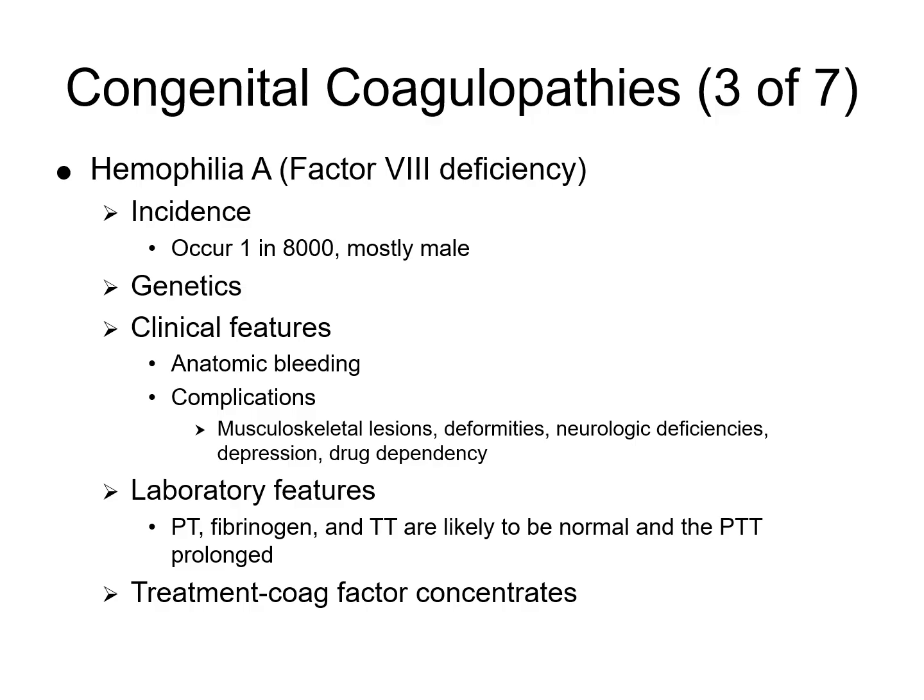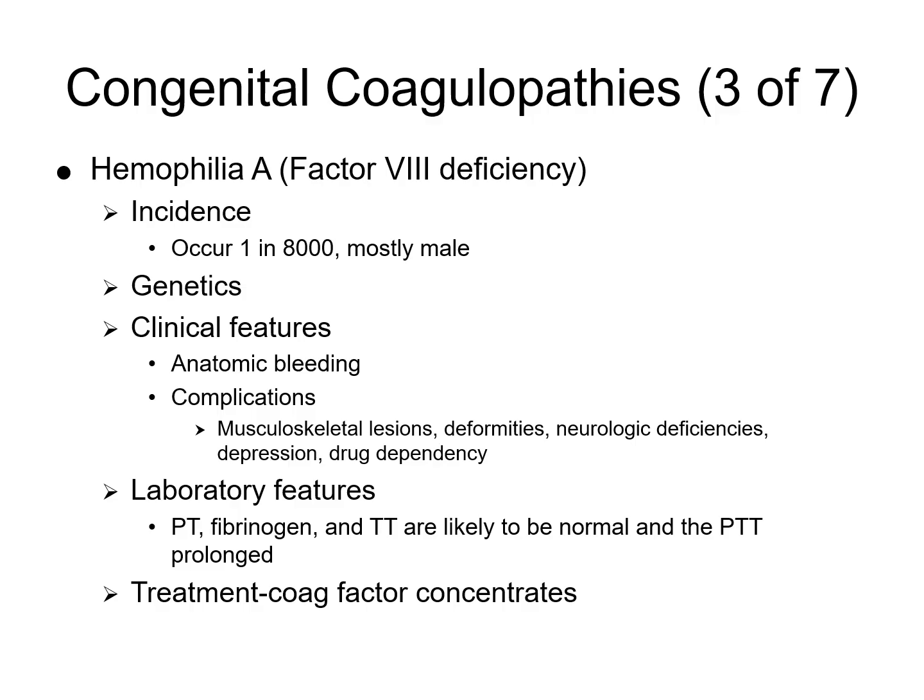Inhibitor development, so up to 30% of severe cases will develop inhibitory antibodies against factor VIII, which makes treatment even more challenging. As far as the laboratory side goes, we would see a normal PT and a normal fibrinogen and thrombin time. Their PTT, though, is going to be prolonged, and this is due to the deficiency in the intrinsic pathway for factor VIII. We can do a factor VIII assay. This would actually confirm the diagnosis, and it would measure the degree of deficiency and help classify the severity.